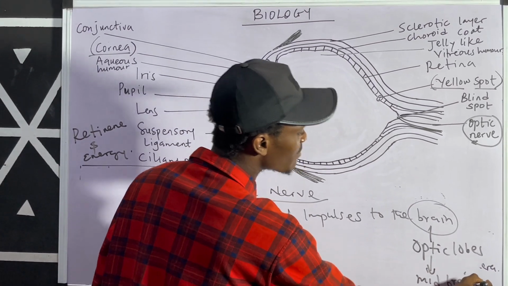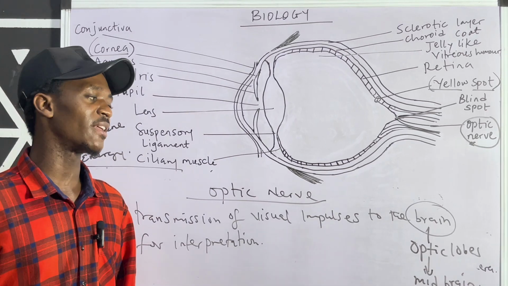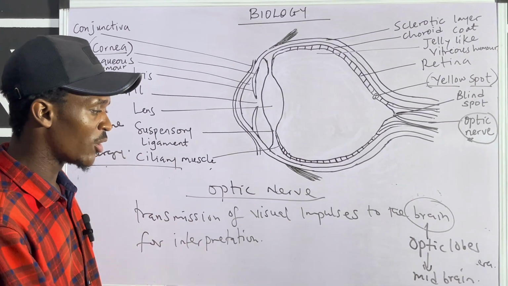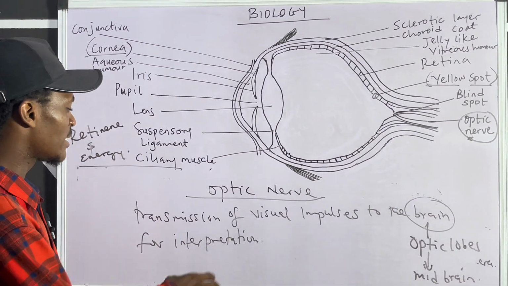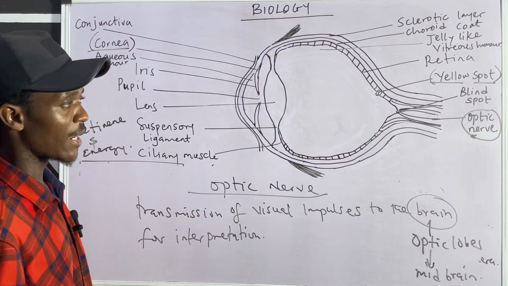Please, if you have not watched my video lesson on the brain, you should do well to check. It's still on this channel. Try to watch that video lesson on the brain. All right. So this guy basically transmits visual impulses to the brain for interpretation.